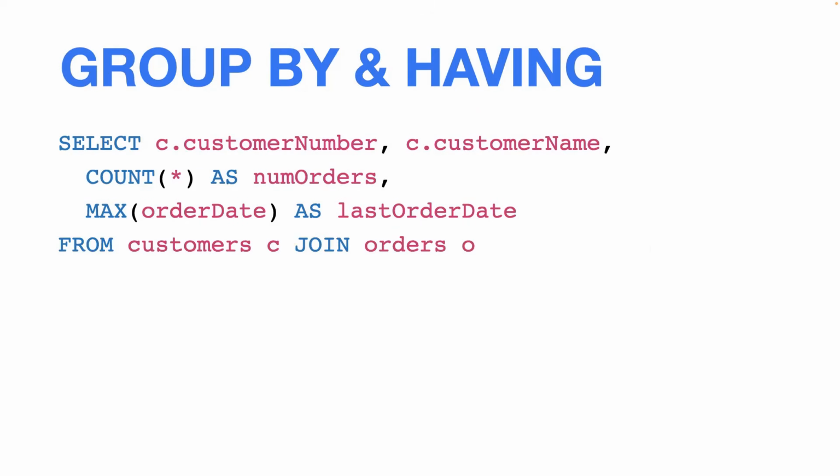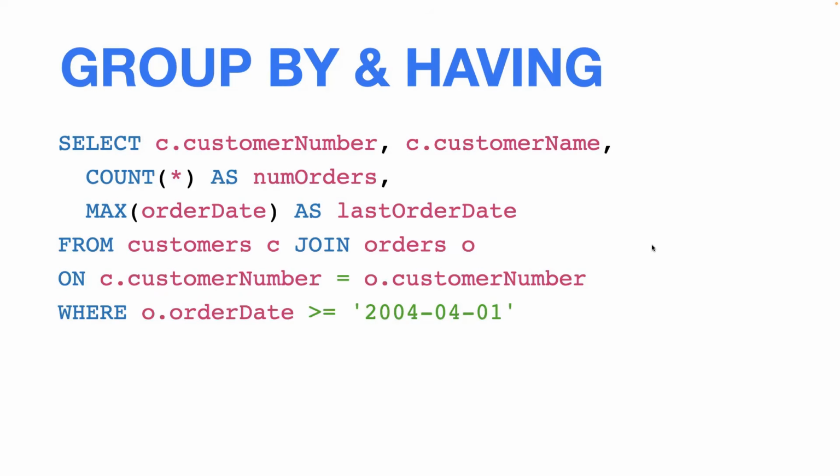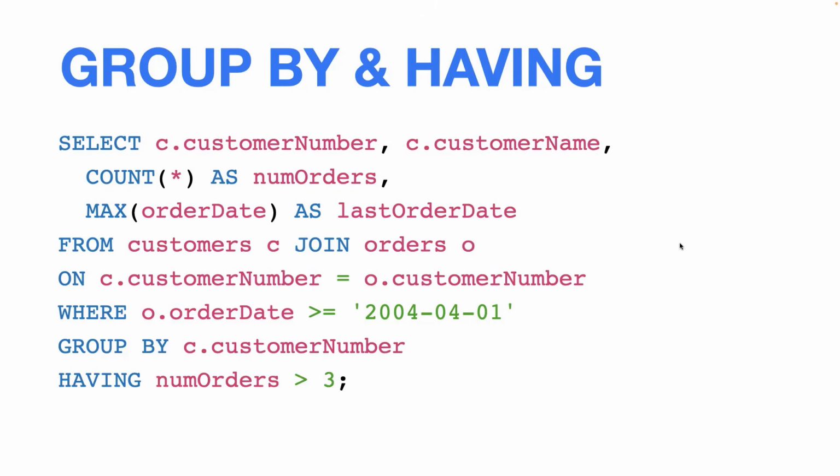And all of this information was extracted from customers joined with orders on c.customer number equals o.customer number, where the order date is greater than 2004-04-01. And of course we were grouping by customer number because we want these metrics per customer. And we wanted to only look at customers who have placed more than 2 orders. So to apply a condition on num orders, we needed the having clause. And that gave us exactly what we were looking for. So that's group by and having.